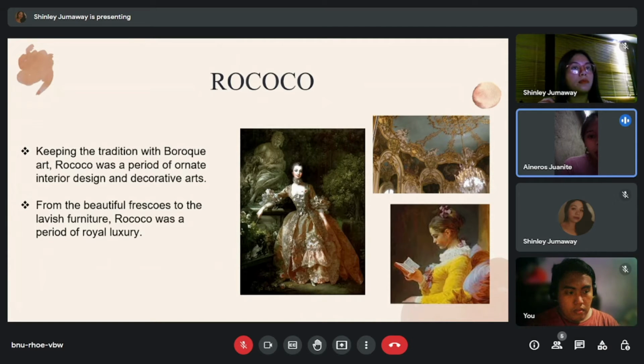Rococo. Keeping the tradition with Baroque arts, Rococo was a period of ornate interior design and decorative arts. From the beautiful frescoes to the lavish furniture, Rococo was a period of royal luxury. Rococo, or late Baroque, is an exceptionally ornamental and theatrical style of architecture, art, and decoration which combines asymmetry, scrolling curves, gilding, white and pastel colors, sculpting, molding, and trompe l'oeil fresco to create surprise and the illusion of motion and drama.